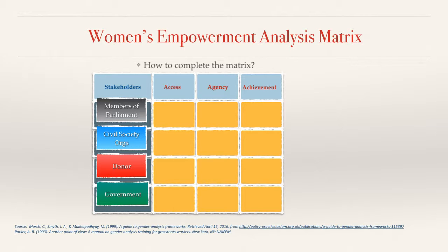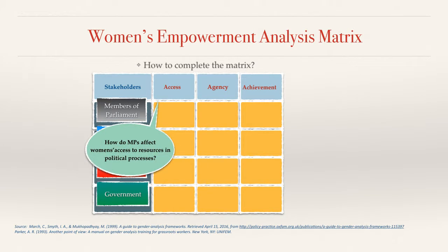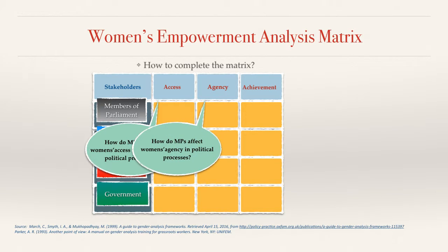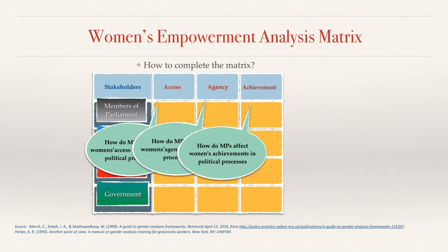By asking yourselves, how are, for example, members of parliament affecting women's access to representative resources in political processes? How are members of parliament affecting women's agency in political processes? How are members of parliament affecting women's achievements in political processes? Once you have your responses, place them in the boxes underneath each dimension of empowerment.